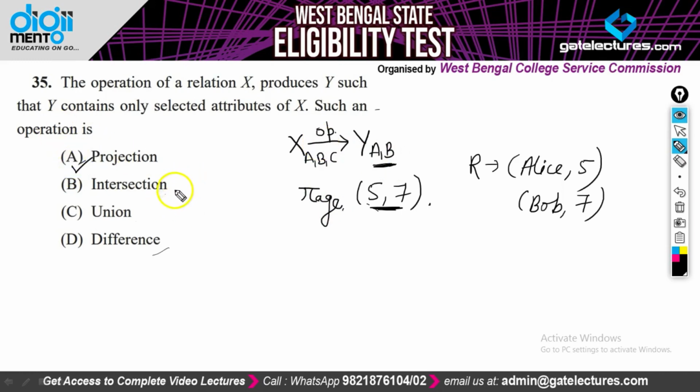Intersection gives the intersection values, so it is not the right answer. Union will add the values, not drop the values, so clearly it is not an option.